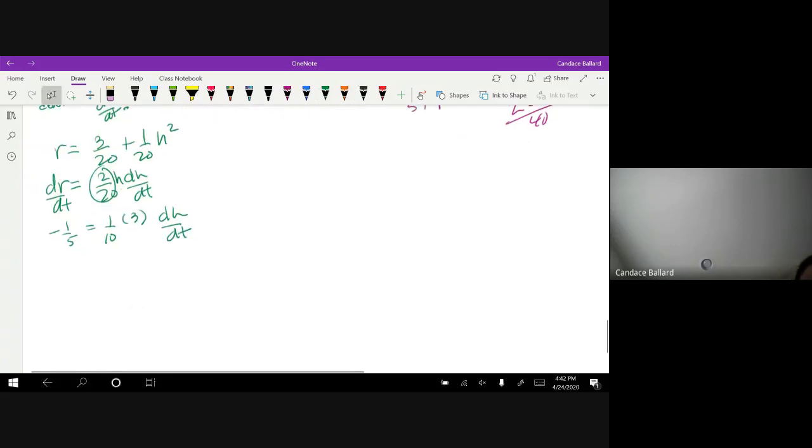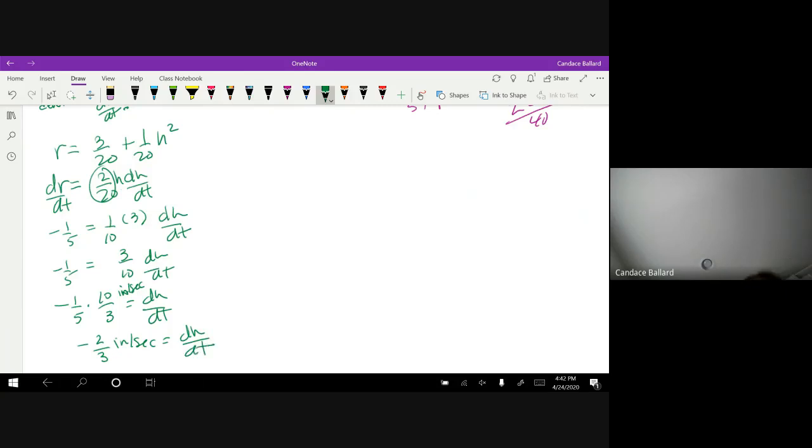Probably, as a good mathematician, I would try to simplify it. I know that that's really 3/10. And then to get this to the other side, I would multiply by the reciprocal. Now, right there, you can stop, but you do need to label it in inches per second. For those of us that really need it simplified, it's negative 2/3 inches per second. Any questions on that part?